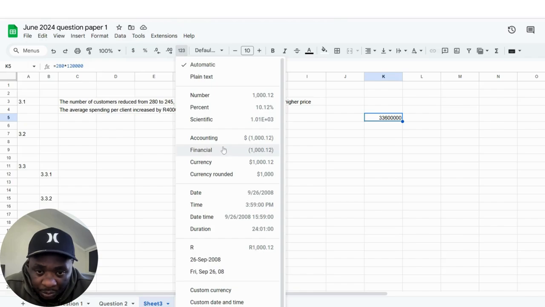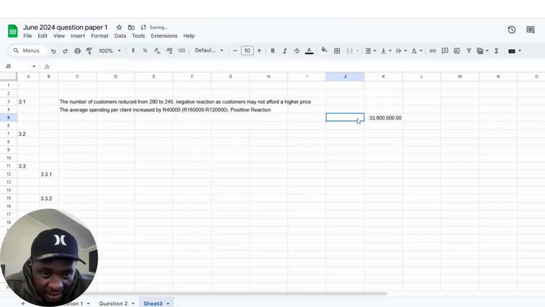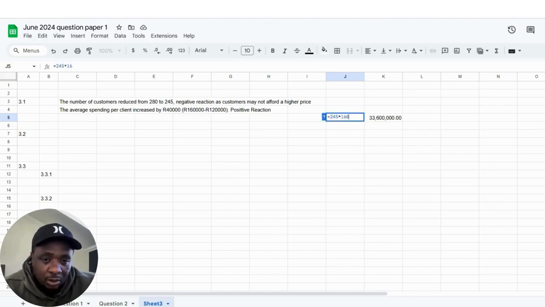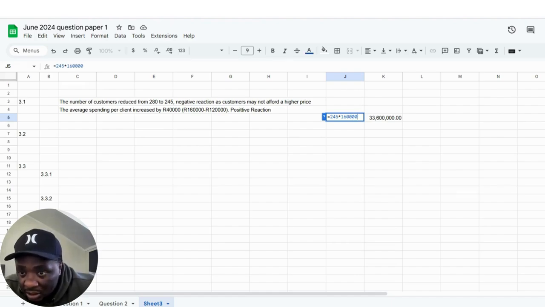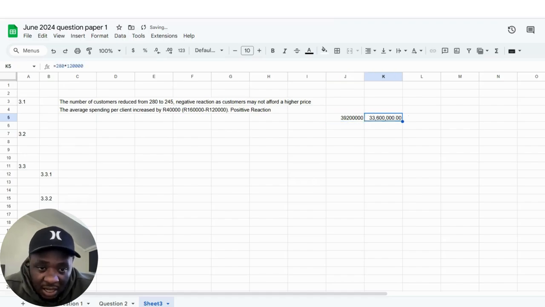Let me just convert that. Yes, that's 33,600,000. And then let's look at the after the markup increase. So we had now 245 customers, and each customer now is spending 160,000. So if they're spending 160,000, the business now is generating what?